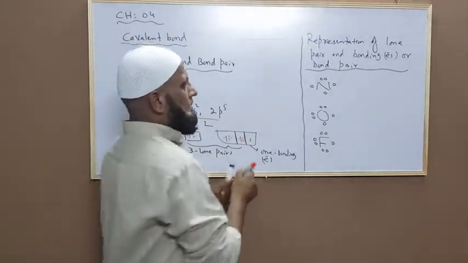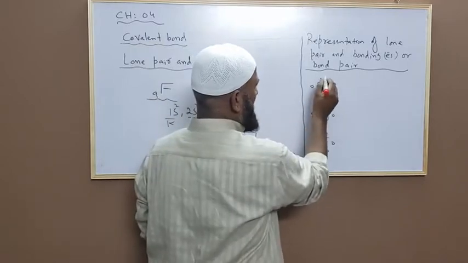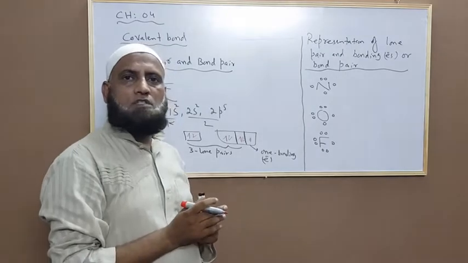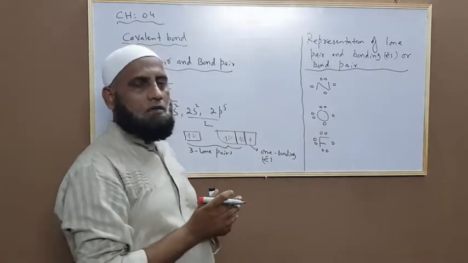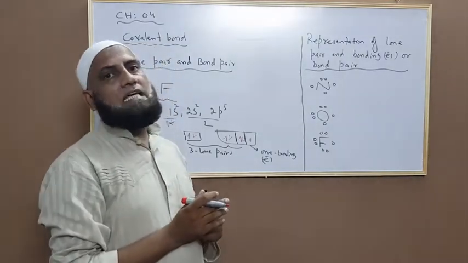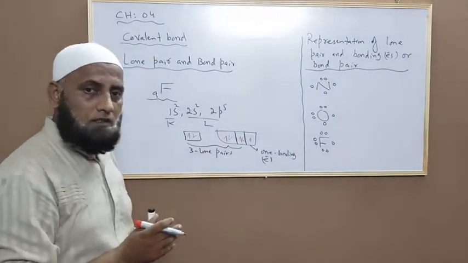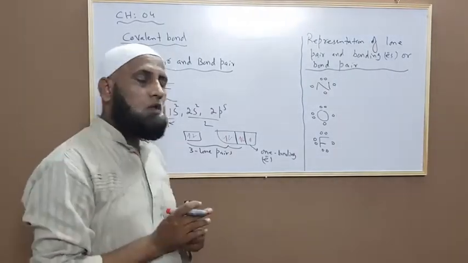In case of oxygen, there are 2 single electrons. The valency of oxygen will be 2. In case of fluorine, there is only 1 single electron or unpaired electron. The valency of fluorine will be 1. The fluorine will make 1 covalent bond.